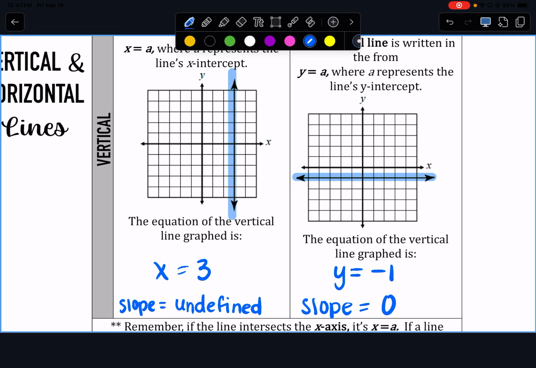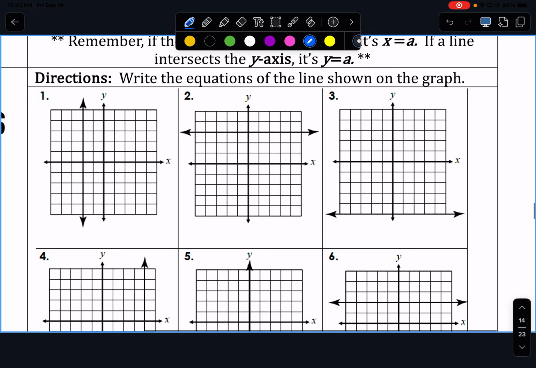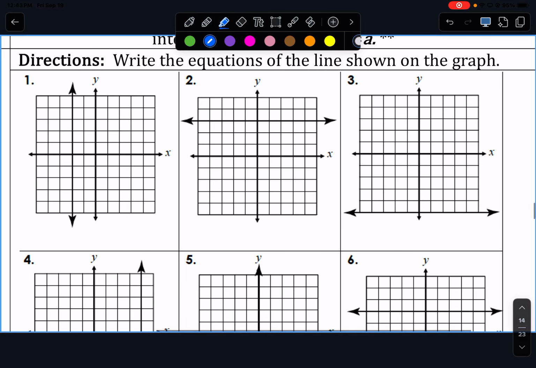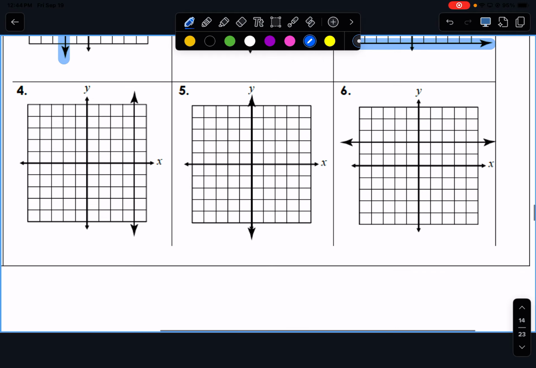So for questions 1 through 6, we're going to write the equations. We're going to do 1 through 3 together. For question 1, what is the equation of that line? X equals -2. For question 2, what is the equation of that line? Y equals 3. For question 3, -5. So I want you to do 4, 5, and 6 for me.